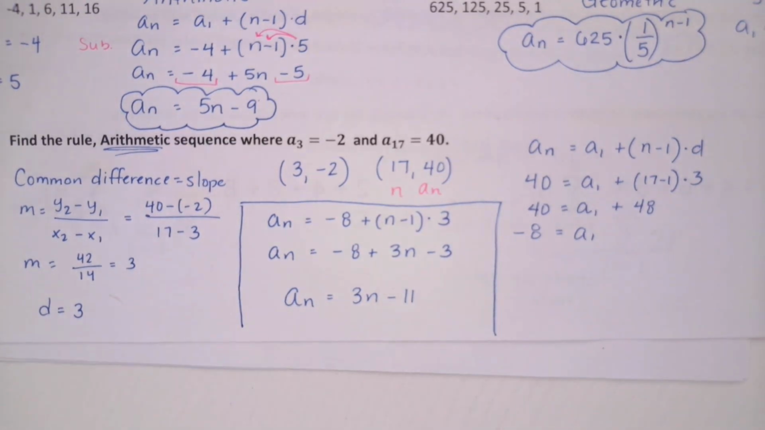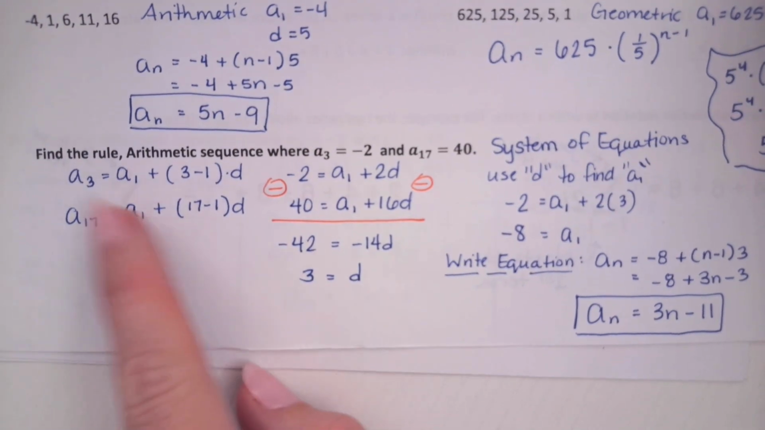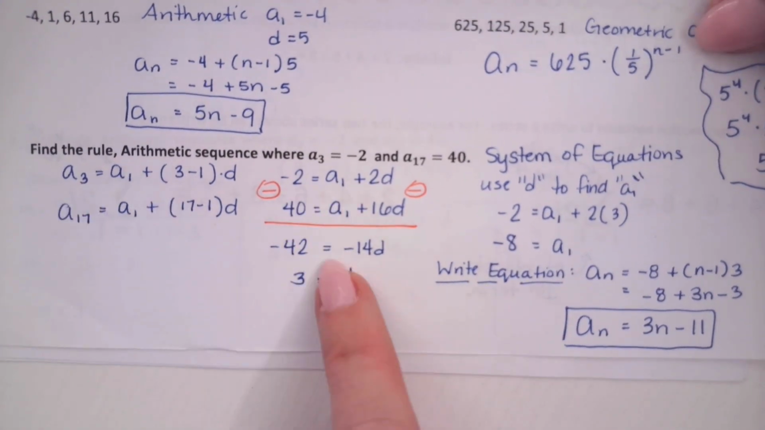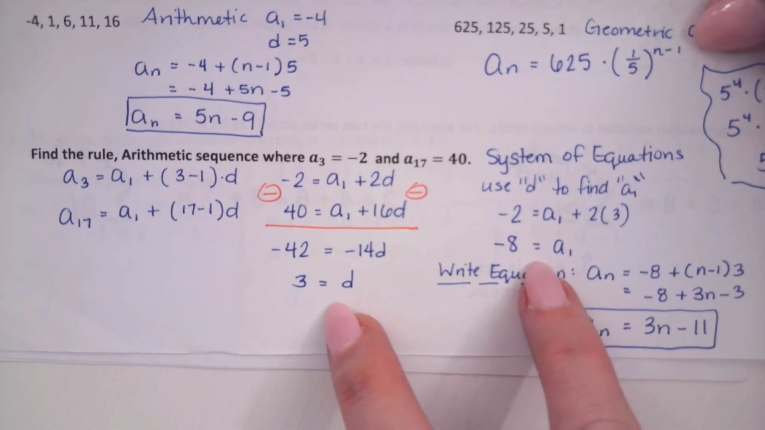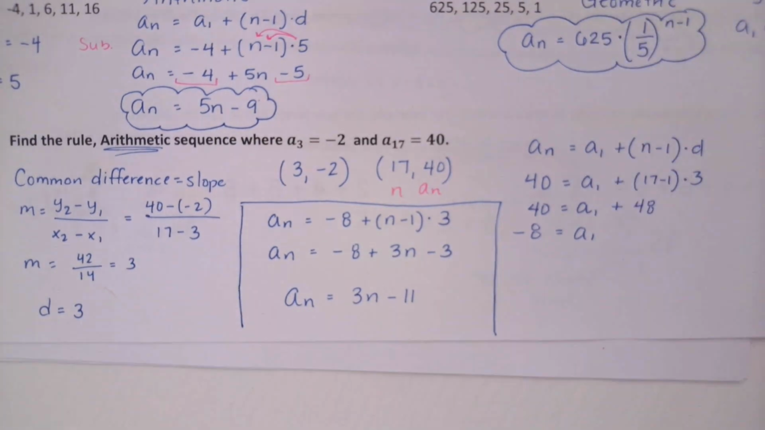This is literally just one way to do it. Last year, we did it using a system of equations. We plugged in our x's and y's to write a system of equations, and then kind of the same thing. We found d, we used d to find a1, and then we wrote our equation. Looks like the same amount of work either way.